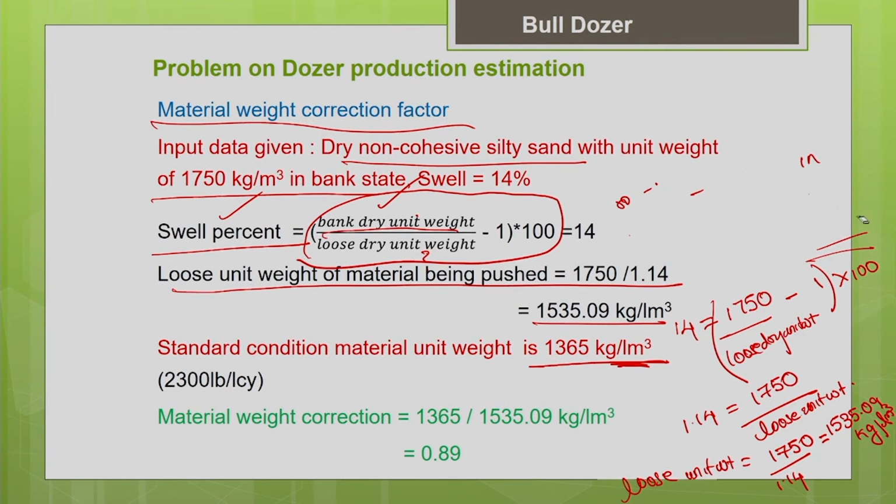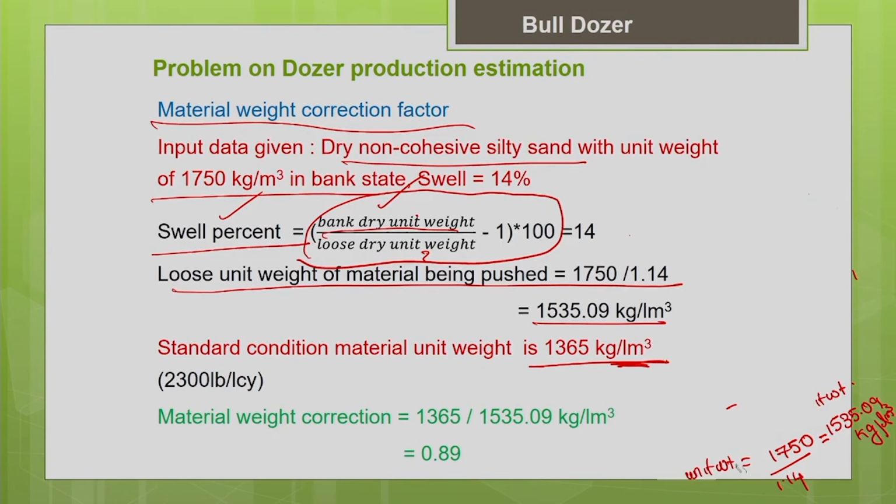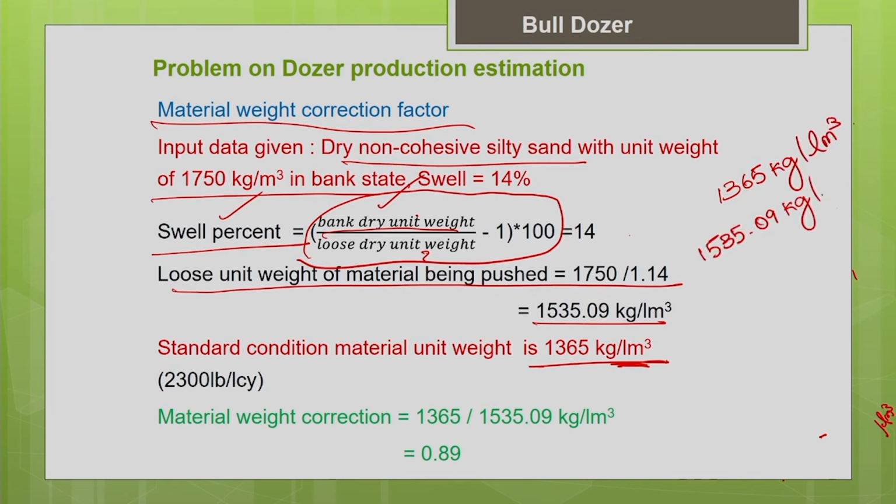So we have converted the bank unit weight into the loose unit weight. So now you can compare both. Your standard condition is 1365 kg per loose meter cube. Now your project condition is 1535.09 per loose meter cube. So obviously your project soil is more dense when compared to the standard condition curve.